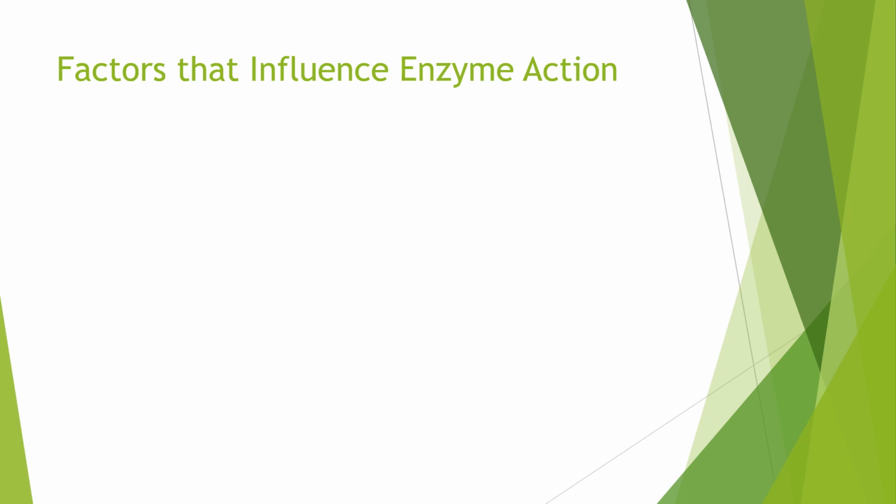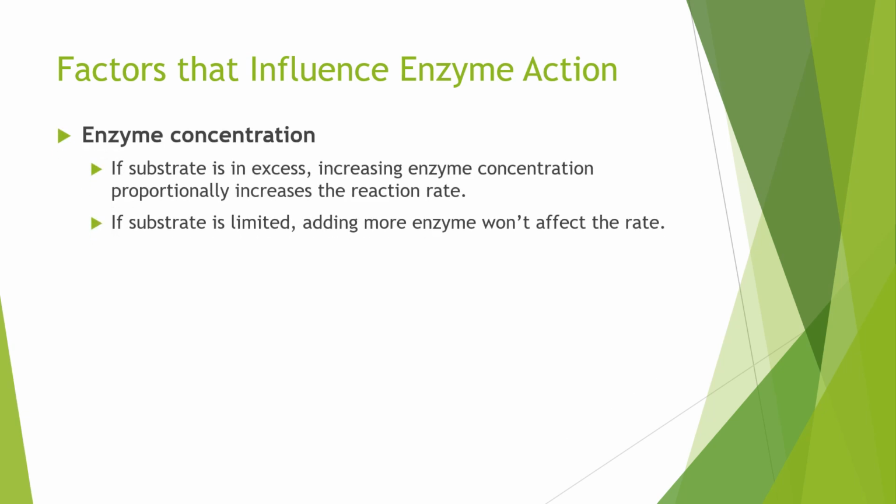Two more key factors that influence enzyme action. The first being enzyme concentration. Enzymes catalyze reactions by binding to substrate, so it makes more sense that the more enzyme molecules you have, the faster the reaction should go. This is true as long as there is an excess of substrate. In these cases, increasing the enzyme concentration will proportionally increase the reaction rate, as more enzymes are available to form enzyme-substrate complexes.